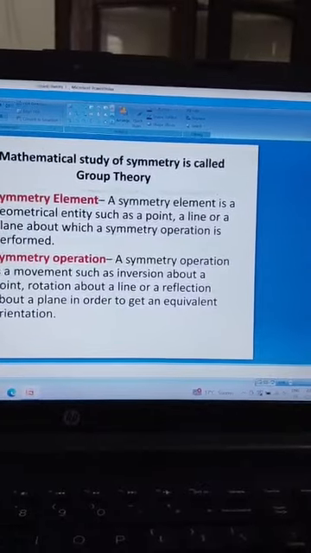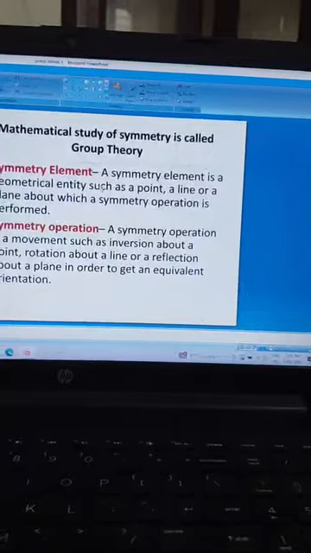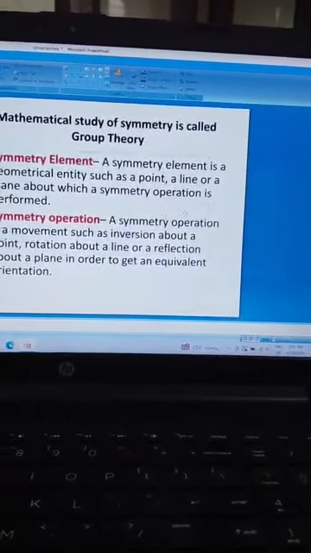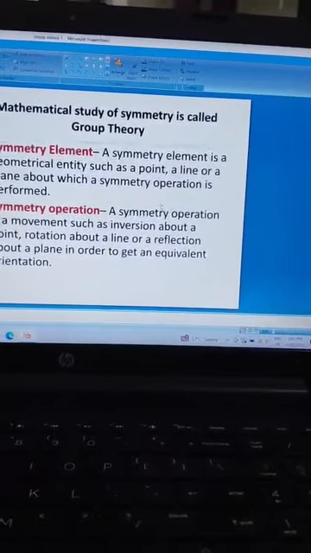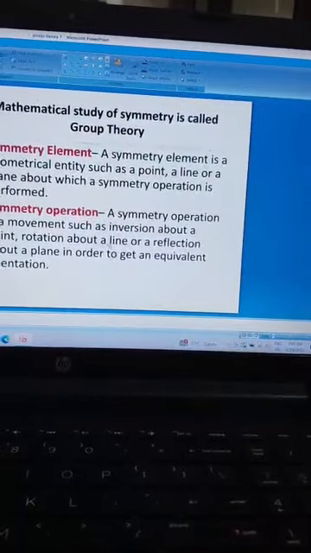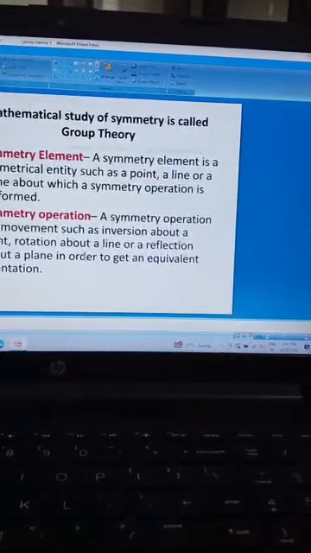First of all, we have to note symmetry element. Symmetry element is a geometrical entity such as a point, line, or a plane about which symmetry operation is performed. Symmetry operation is a movement such as inversion about a point, rotation about a line, or reflection about a plane in order to get an equivalent orientation.